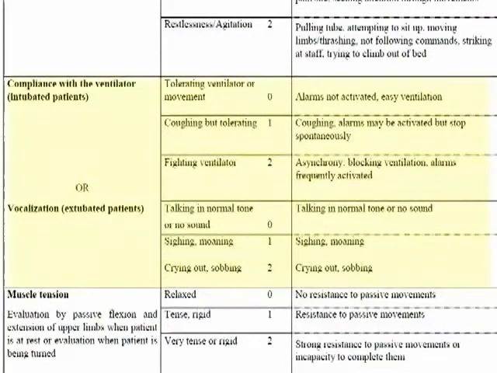Ventilator compliance is assessed by seeing if the patient is coughing and if the alarm is going off. If the patient's coughing and the alarm stops spontaneously, this is a score of 1. A score of 2 would be if the patient fights the ventilator. If the patient isn't intubated, you will hear or may hear certain sounds, such as moaning or crying out.